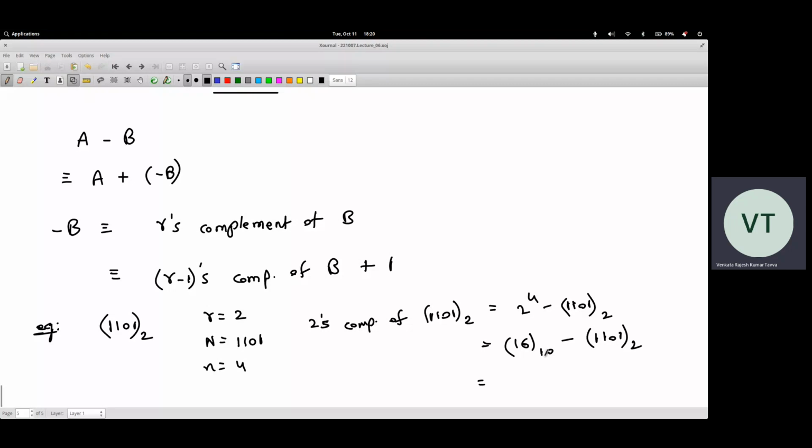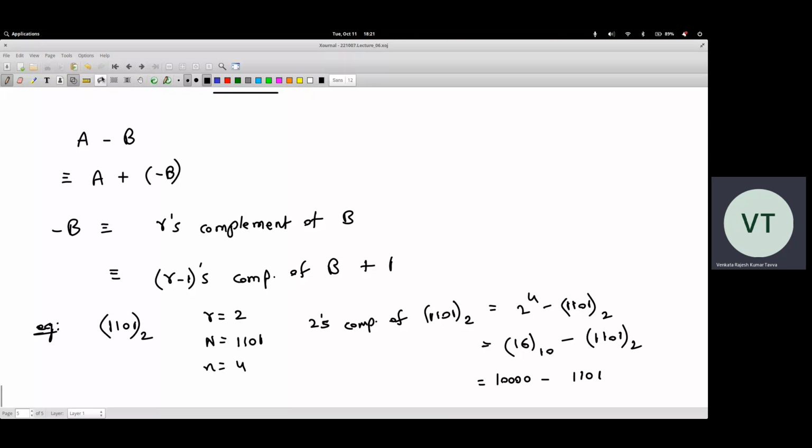Simple. 10 cube means 1 followed by how many zeros? 10 power 5 means 1 followed by 5 zeros, 10 power 100 means 1 followed by 100 zeros, 2 cube means 1 followed by 3 zeros. 2 power 5 means 1 followed by 5 zeros. 2 power 100 means 1 followed by 100 zeros. So 2 power 4 means 1 followed by 4 zeros. Same thing is applicable in this system also. So 1 followed by 4 zeros minus 1101. This is what we want to do.